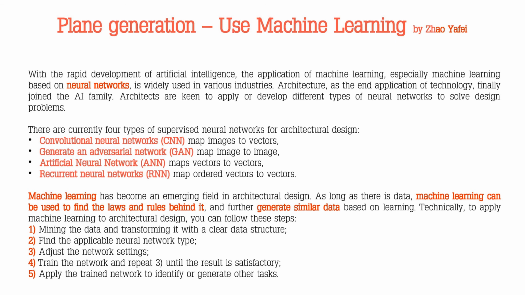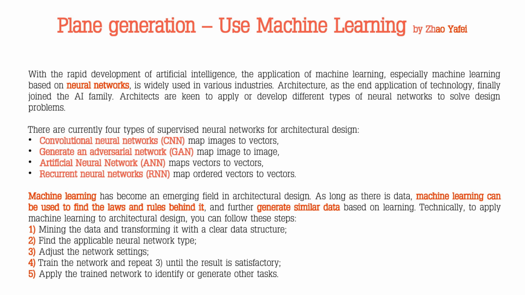Now we want to give you some examples of how machine learning can be used in architecture design. We propose 5 categories. Number 1, mining the data and transforming it into clear data structures. Number 2, find the applicable neural network type. Number 3, adjust the network settings. Number 4, train the network and repeat point number 3 until the result is satisfactory. Number 5, apply the trained network to identify or generate other tasks.